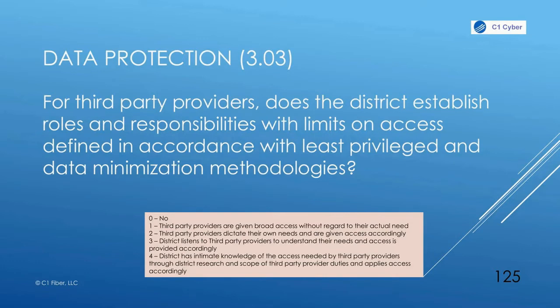For third-party providers, does the district establish roles and responsibilities with limits on access defined in accordance with least privilege and data minimization methodologies? Score 0 if your organization does not establish roles and responsibilities for third-party providers and does not limit their access. Score 1 if your organization provides broad access for third-party providers without regard to their actual need. Score 2 if your organization allows third-party providers to dictate their needs and access is given accordingly.